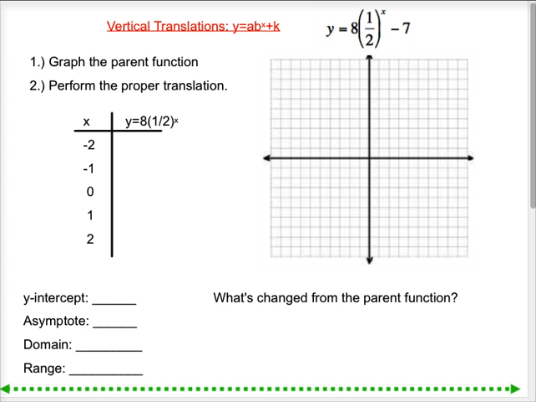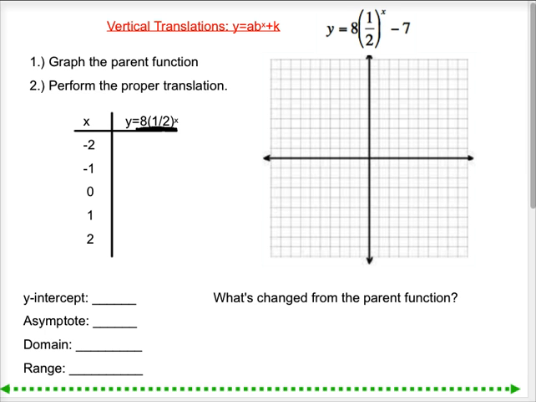All right, vertical translations. So this is really working on trying to put everything together. For translations or shifts, again, we're going to graph the parent function, which means including the stretch, and then shift it accordingly from there. So now this time, I've taken out that extra step, that extra table, because you can actually type this straight into your calculator. So you can type in 8 times 1/2 to the -2 power.